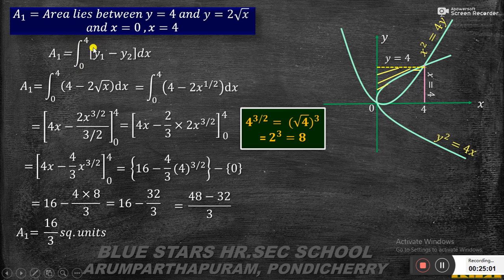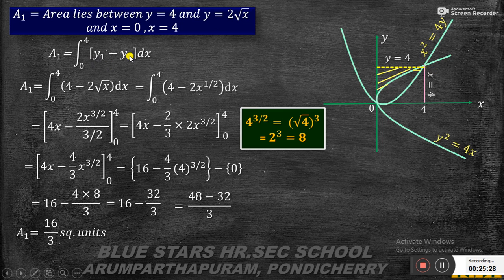So I take the limit 0 to 4, that means here y1 minus y2. So y1 curve is y equal to 4, and y2 curve is 2 root x. This is y1, this is y2. See here y equal to 4, this line, and the y2 curve is 2 root x, which means the parabola along the x-axis. So y equal to 2 root x.